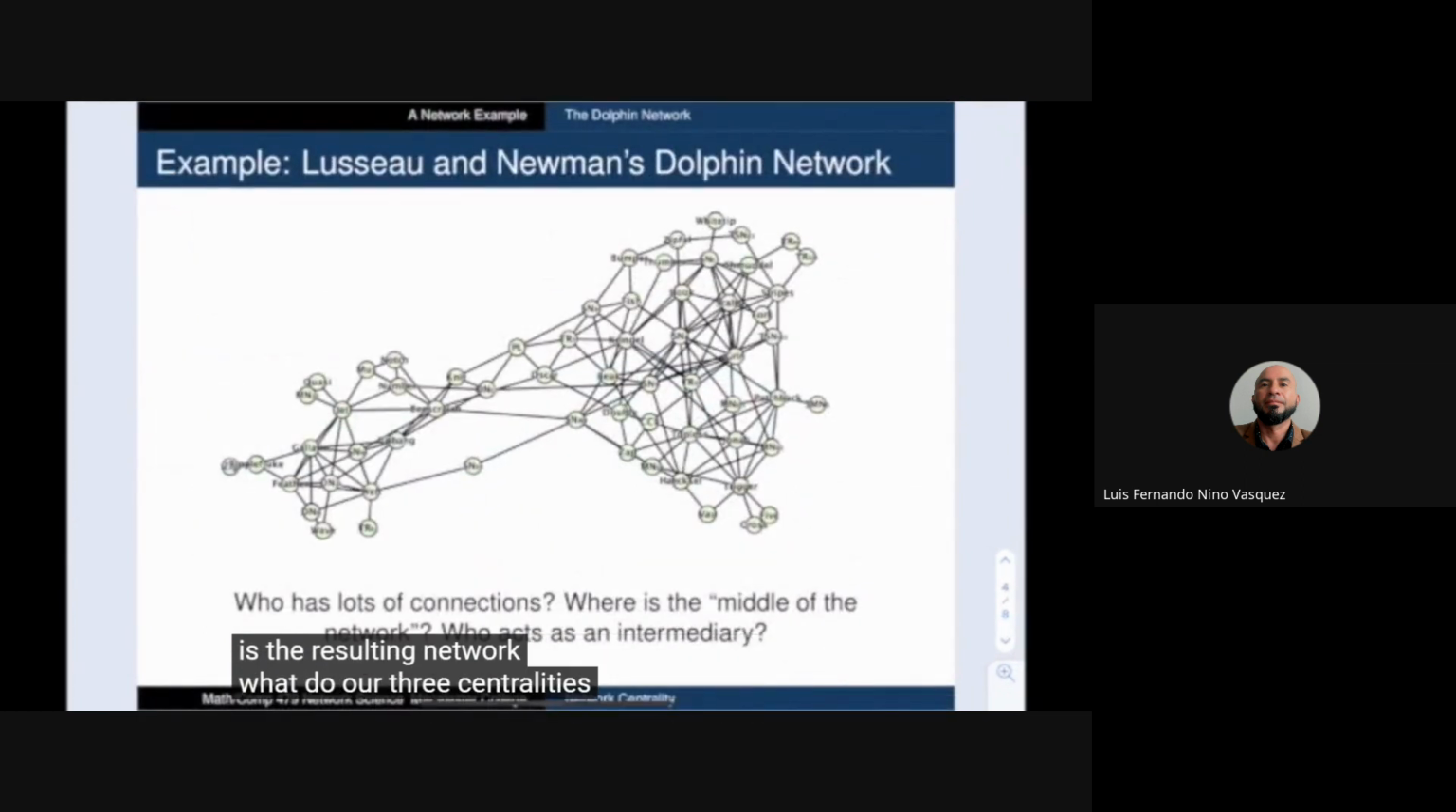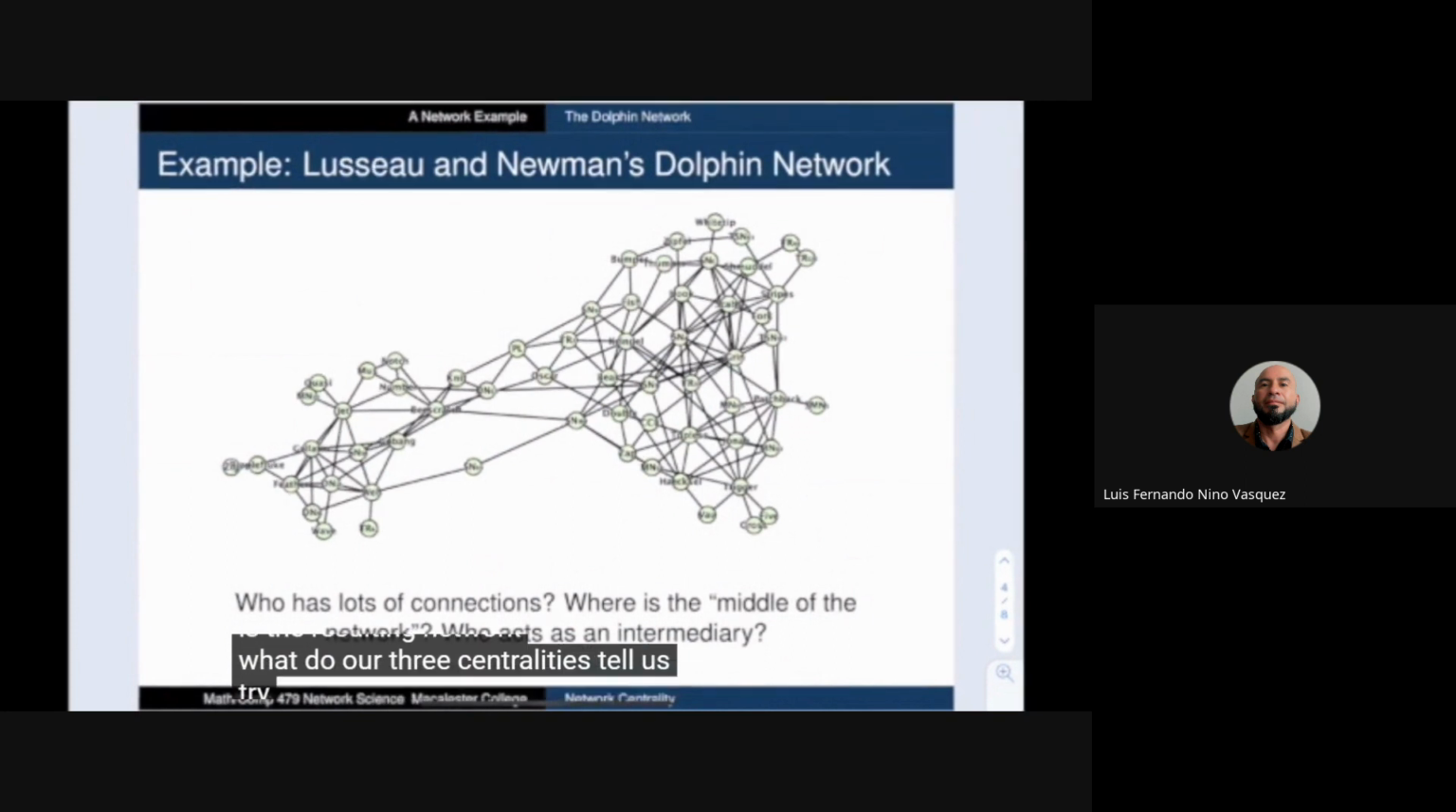What do our three centralities tell us? Try to guess the top scores in each of our metrics: degree centrality, closeness centrality, and betweenness centrality. Of course, this network is really too big to analyze by hand or by eye, so just use your intuitive understanding of these measures to estimate who the important players might be. So pause the video and give it a go.